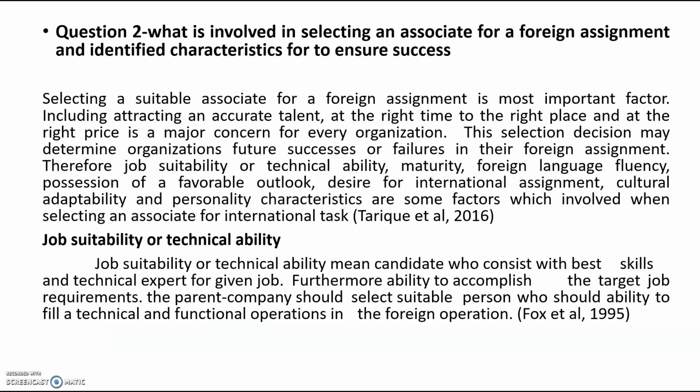Next question is what is involved in selecting an associate for a foreign assignment, and identify characteristics to ensure success. Selecting a suitable associate for a foreign assignment is the most important factor, including attracting an accurate talent at the right time, in the right place, and at the right price, which is a major concern for every organization. This selection decision may determine the organization's future success or failure in their foreign assignment. Therefore, job suitability or technical ability, maturity, foreign language fluency, possession of a favorable outlook, desire for international assignment, cultural adaptability, and personality characteristics are some factors involved when selecting an associate for international tasks.